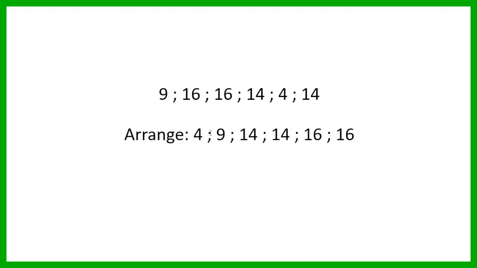Okay, so doing the same thing, if I arrange it in ascending order, it's going to look like this. 4, 9, 14, 14, 16, 16. But now I've got two 14s and I've got two 16s. So when I find my mode, I've got the two 16s like I had in the previous example, but I also have these two 14s. So in this example, I have got two modes. The first mode is 14 and the second mode is 16.